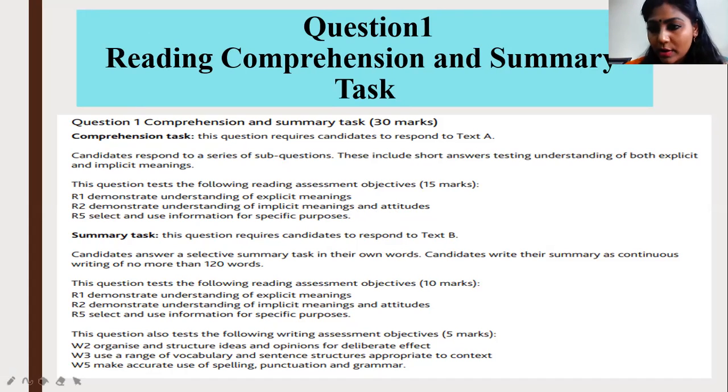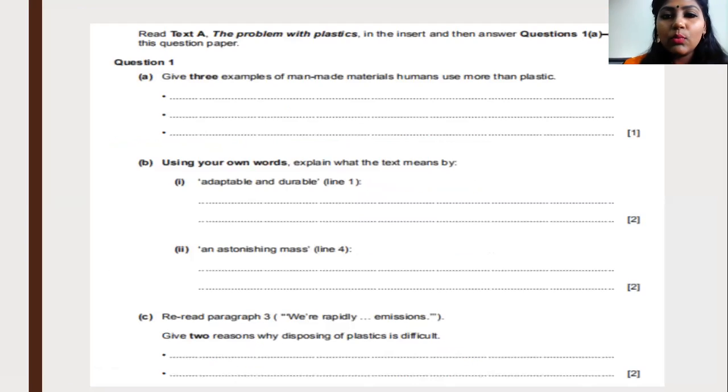When we look at the number of questions, it is one question which consists of a series of sub questions. So how many sub questions are there? Basically there are 5. That means you have question 1A, B, C, D, and E. The question number 6 would be the summary task. Great. Let's move on to the sample questions.